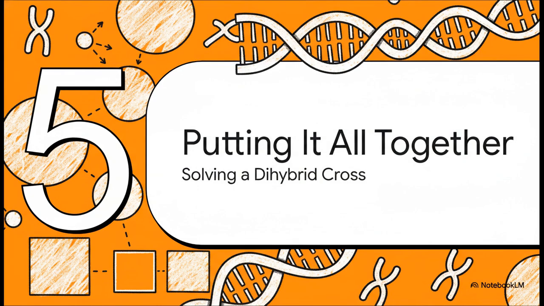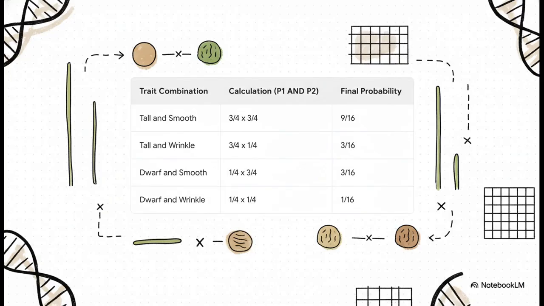All right, this is the moment we've been building up to. We are now going to combine both of our rules, the AND and the OR, and all our individual probabilities to solve what's called a dihybrid cross. That's a genetic problem that looks at two different traits at the same time. And this table just illustrates it so well.